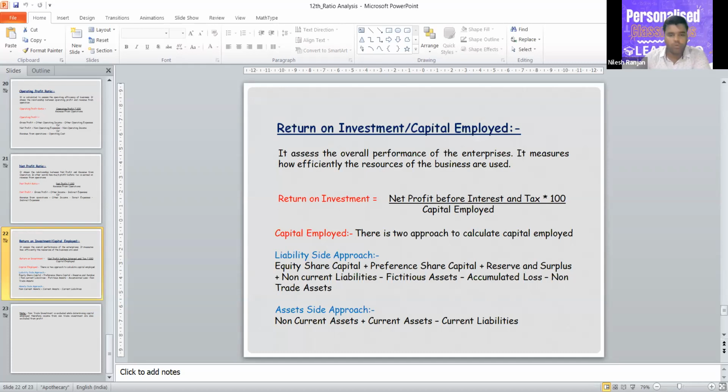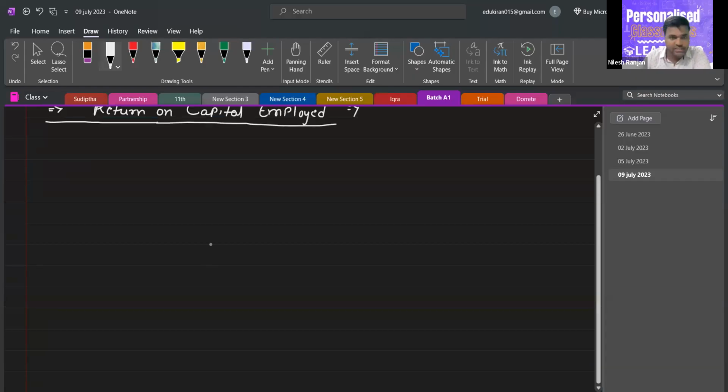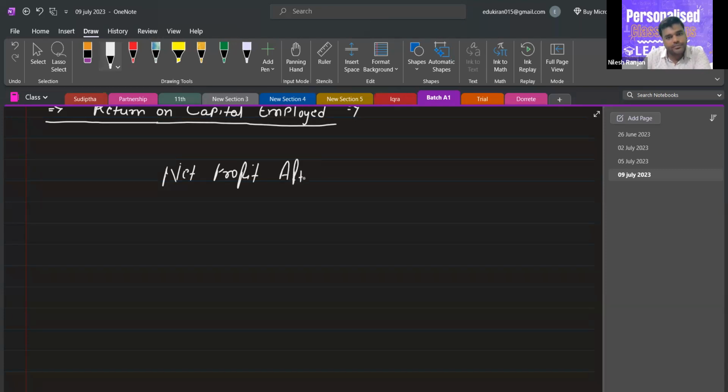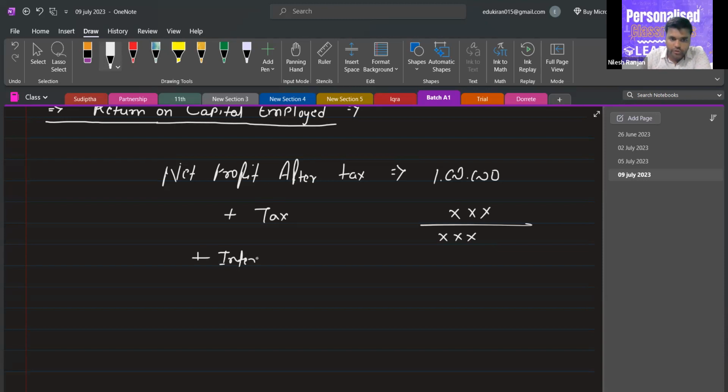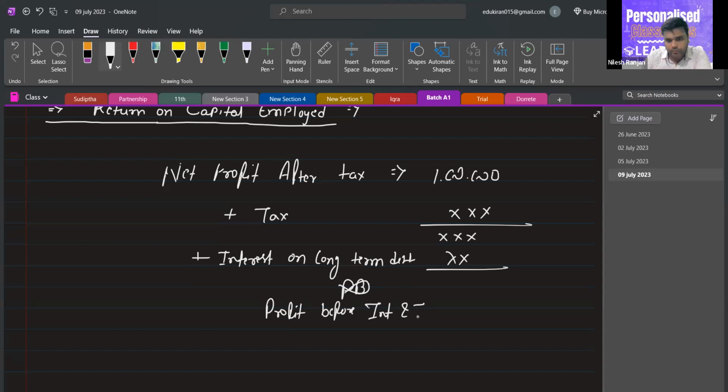Okay. Now, can you tell me, when net profit after tax is given in the question, then how will you calculate net profit before tax? So we have to add tax and interest to it. We will add tax first, then we will add interest on long-term borrowing. Okay. So this is our profit before interest and tax.